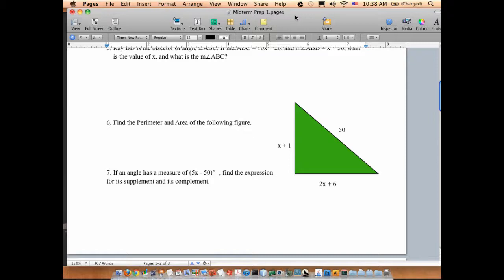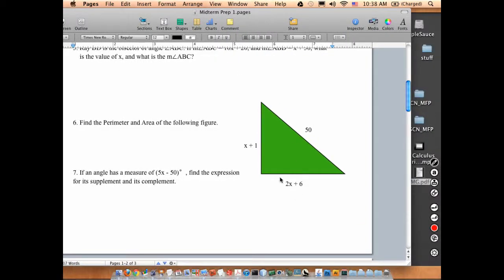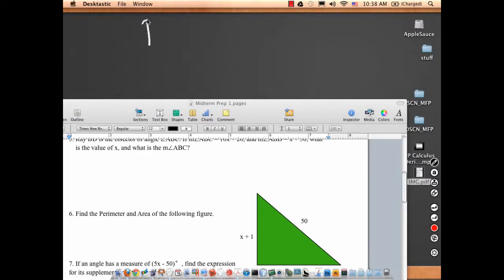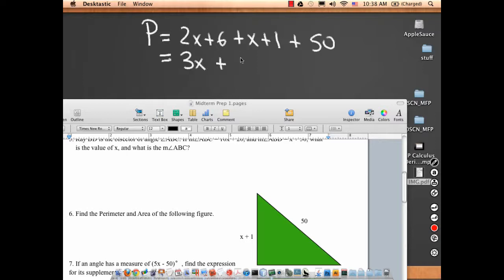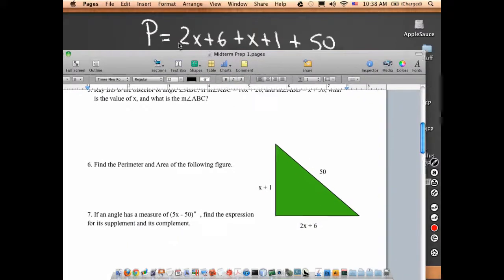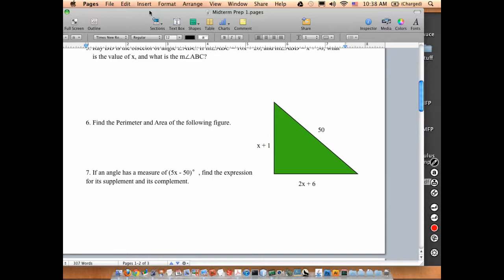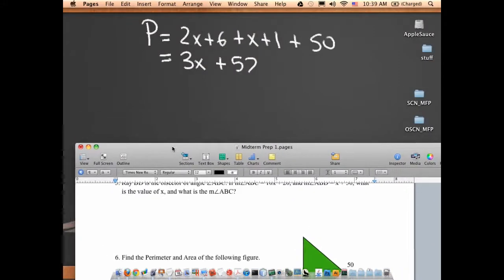So all I have to do is add up 2x plus 6, x plus 1, and 50. So the perimeter is equal to 2x plus 6 plus x plus 1 plus 50. And so all I have to do is combine like terms. 3x plus 57 is the perimeter, all the way around. So a perimeter is just the distance around. Now, because it's a triangle, what is the formula for the area of a triangle?